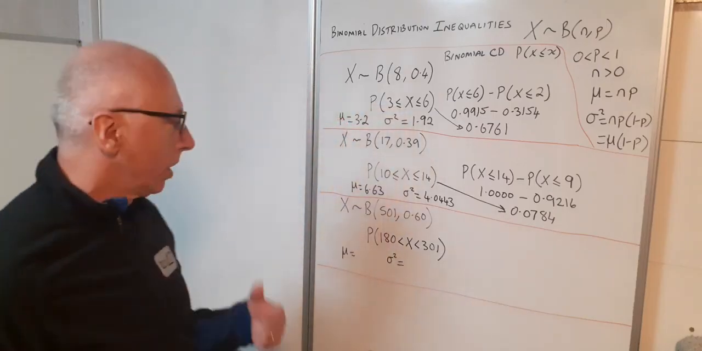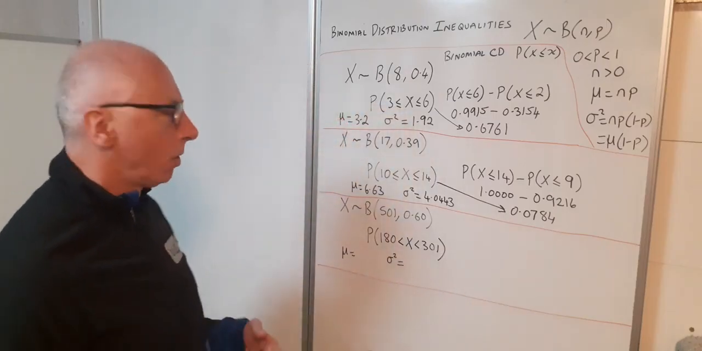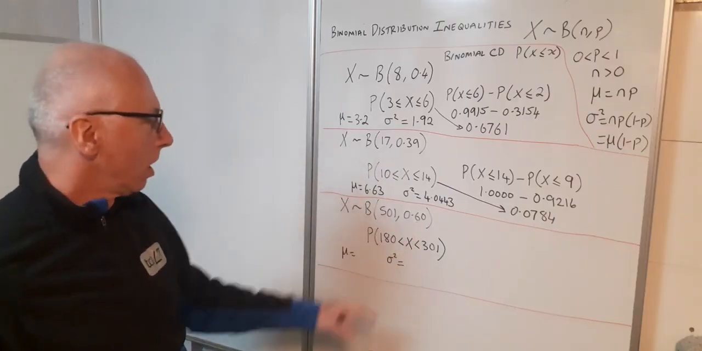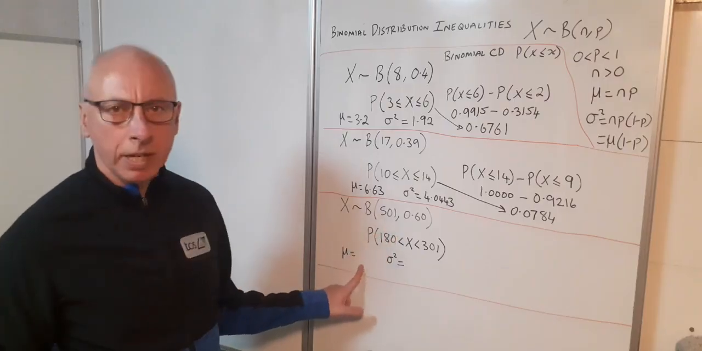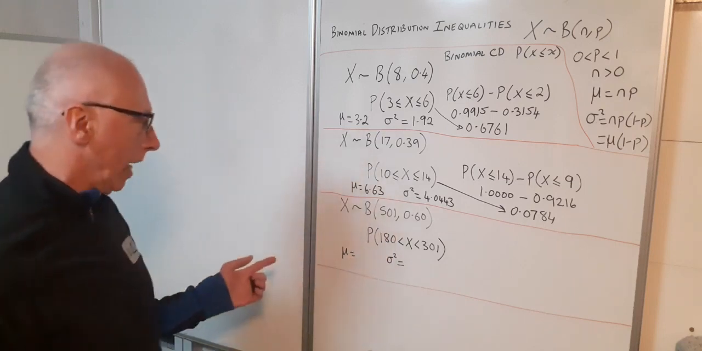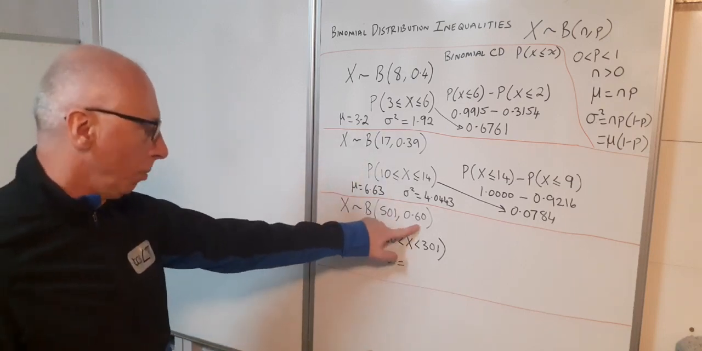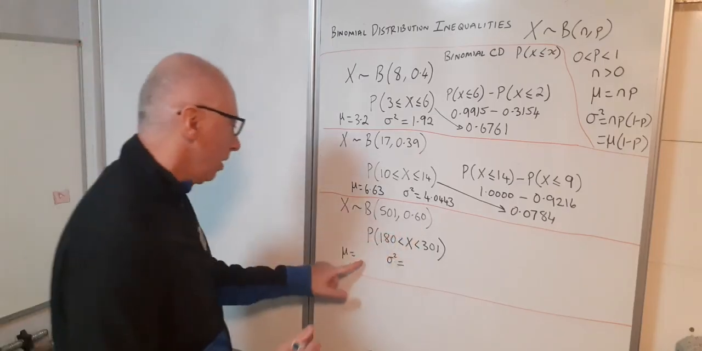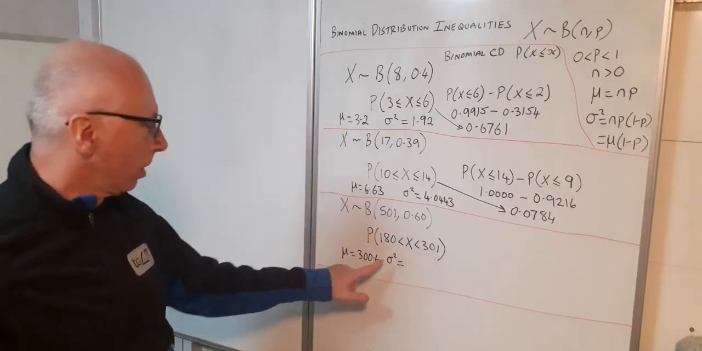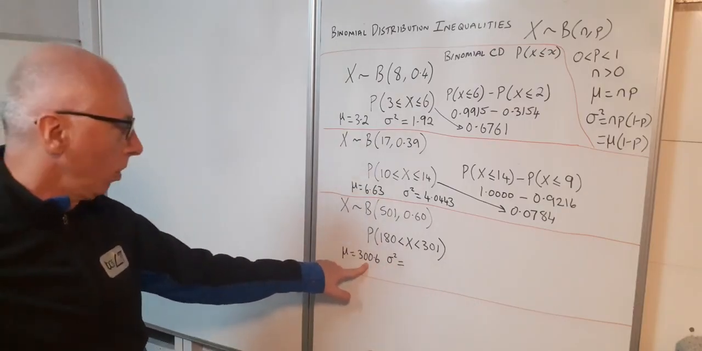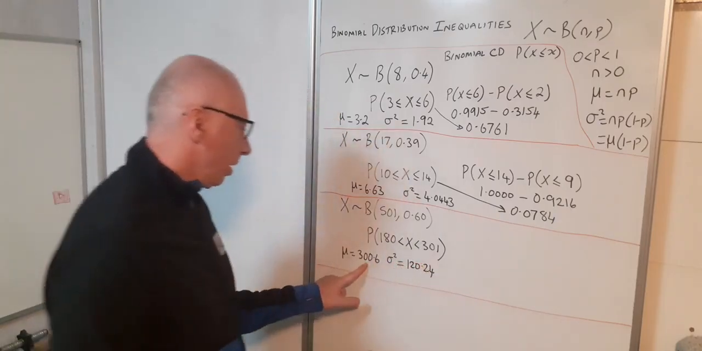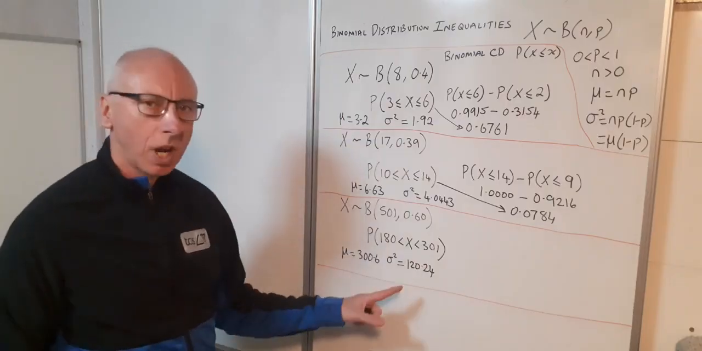Okay, now on to this last distribution, which has got a much larger amount of trials, and the probability now is 0.6. So let's do our mean and our variance to start with, or standard deviation squared, whichever way you want to look at it. We got 501 times 0.6, so put that in your calculator, you get 300.6. And then for the variance, times this by 0.4, so if you do that, you get 120.24. So that's the easier calculations to do to start with.